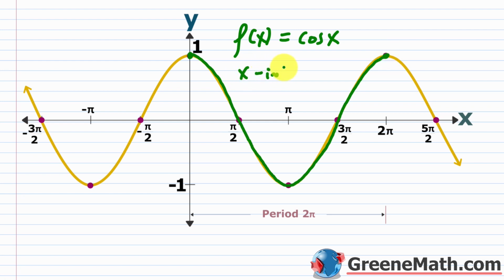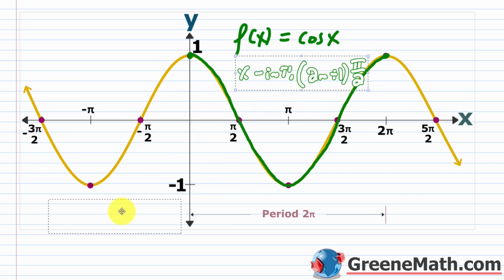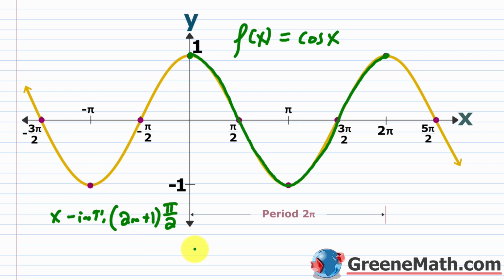So the x-intercepts are going to be of the form 2n plus 1 times pi over 2, okay? I should probably move this so it's a little bit more clean. Let me move this down there. And basically, n is any integer. Let's say n was 0. 2 times 0 is 0, so you'd have 1 times pi over 2. So that's this x-intercept here, okay? If you put in a 1, you'd have 2 plus 1 is 3. 3 times pi over 2 is 3 pi over 2, so on and so forth.